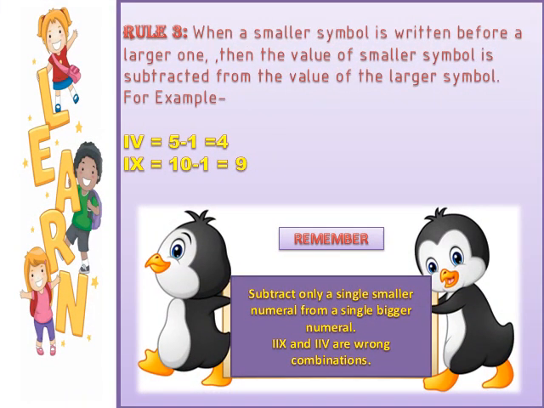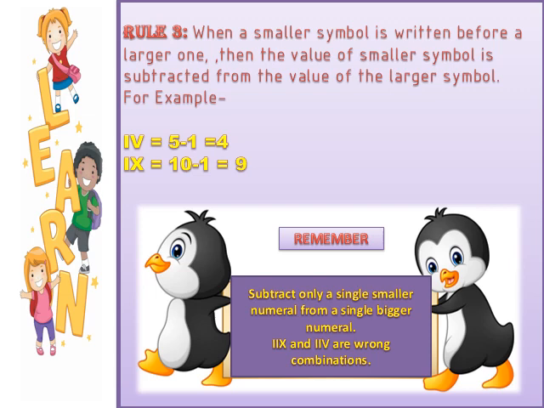Rule 3. When a smaller symbol is written before a larger symbol, then the value of the smaller symbol is subtracted from the value of the larger symbol. For example, IV. As you know, I stands for 1, V stands for 5. So I is the smaller symbol and V is the larger symbol, and I is written before V. So the value of I will be subtracted from the value of V. Hence IV is equal to 5 minus 1 is equal to 4.